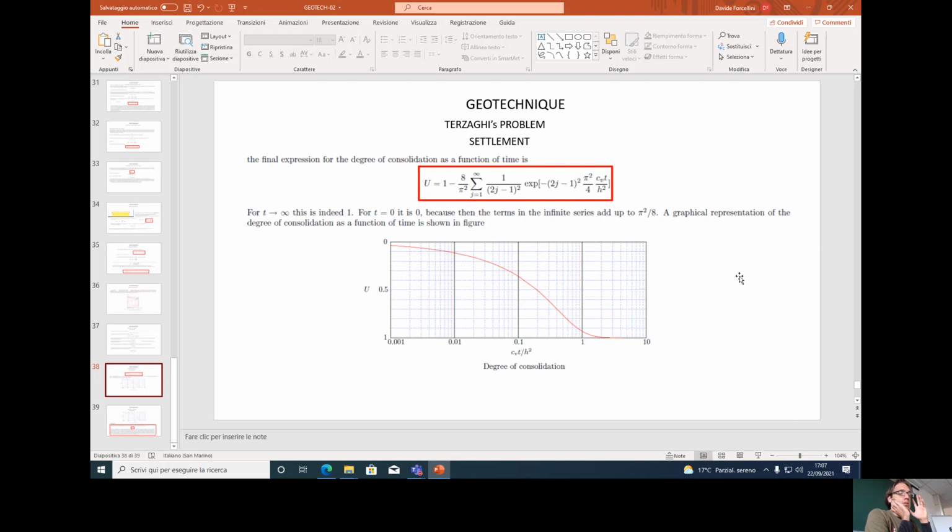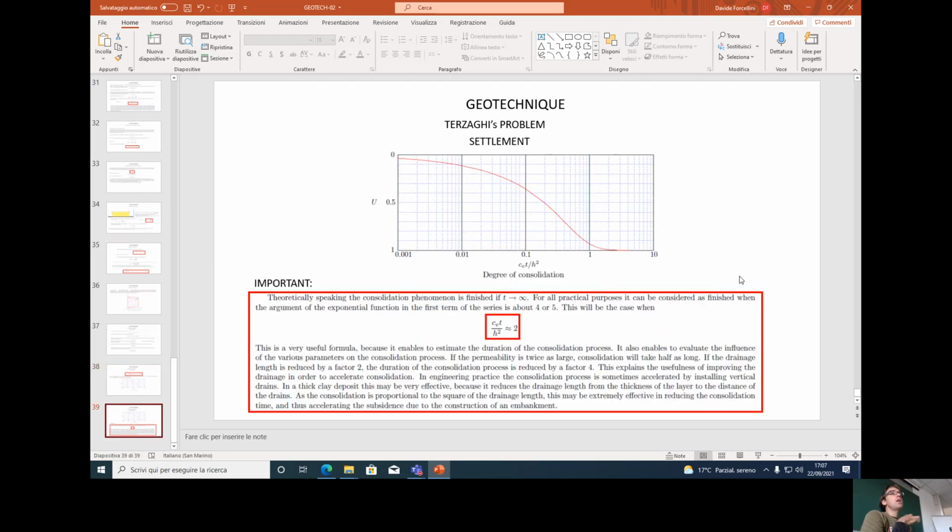Again, I'm not interested that you know all the passages, but it is fundamental that you understand the global meaning of what we are doing. And again, we will apply all of this in the next exercise next week.